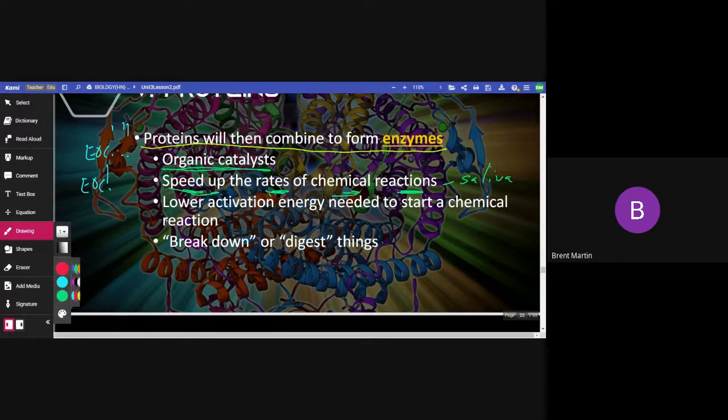Another thing that it does is it does something called lowering the activation energy. It lowers the activation energy that is needed to start a chemical reaction. And anytime you see enzymes, I always want you to think about things being broken down or digested. Right?